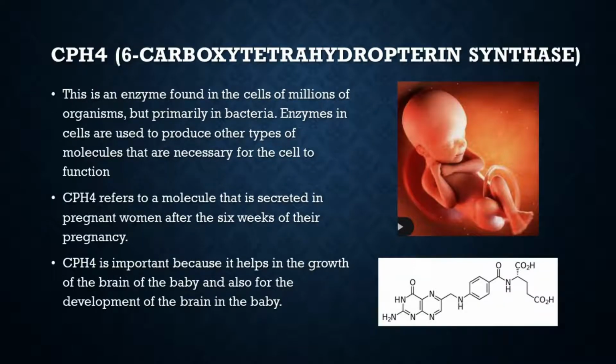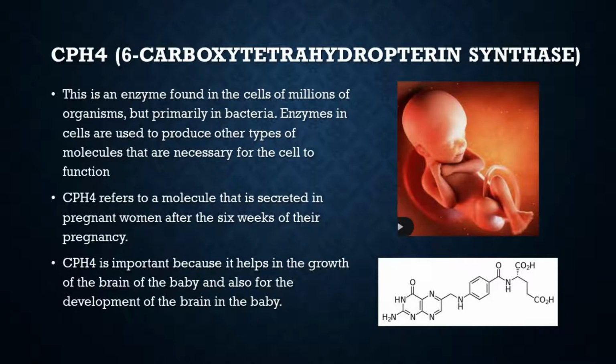Whatever I did not tell you in my previous lecture, I will tell you some real existence of machine learning. If you have heard about CPH4, its full form is 6-carboxy tetrahydropterin synthase. On the right side you see the chemical structure of CPH4. This is an enzyme found in the cells of millions of organisms, but primarily in bacteria. Enzymes in cells are used to produce other types of molecules that are necessary for the cell to function.